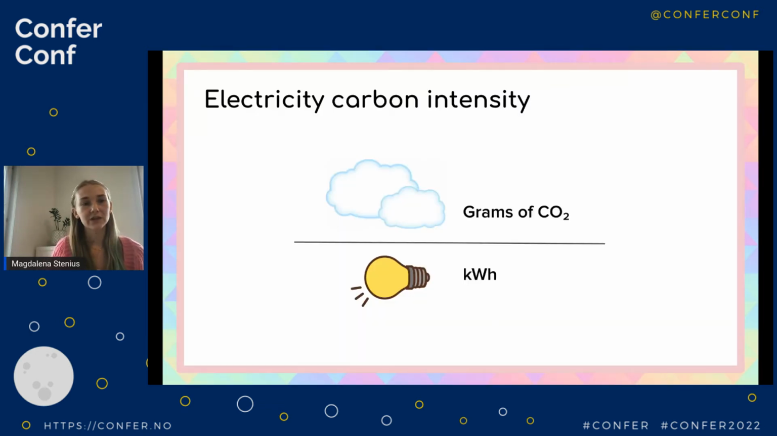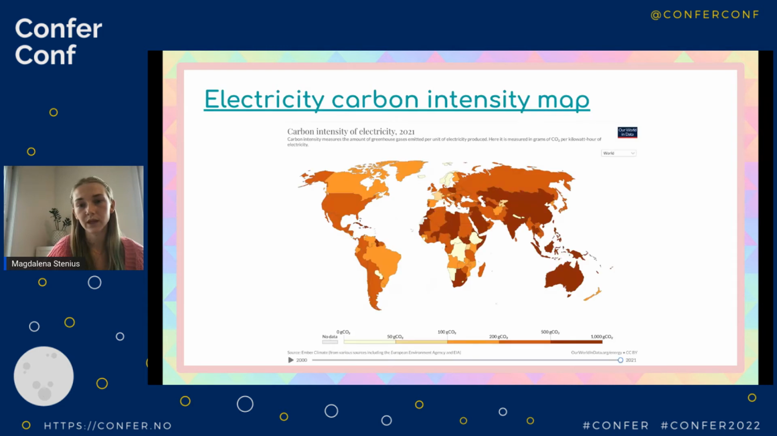And then moving on to the electricity carbon intensity. That's another term that is kind of useful in this context. The carbon intensity of electricity basically means how many grams of CO2 are released when we produce, for example, 1 kilowatt hour. And this really does vary a lot according to region. So here we can see a map of the regions where the electricity carbon intensity varies.